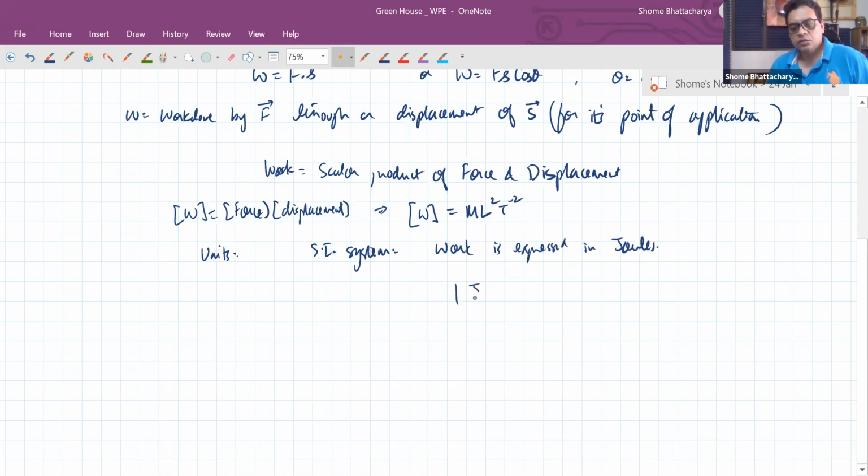So 1 joule equals 1 newton meter or 1 kilogram meter square per second square.